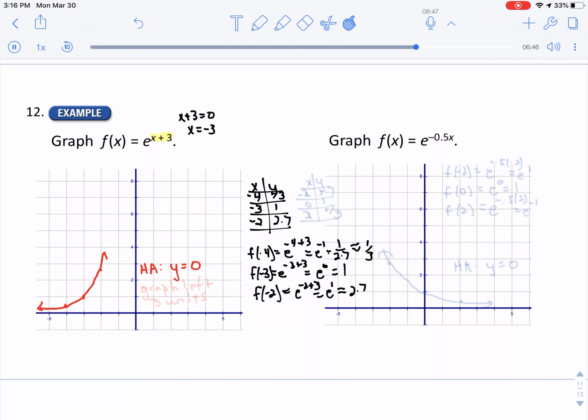Also notice what this did to it. Adding that 3 to the exponent, that plus 3, shifted the graph left 3 units. Also, we've seen that before, right? The positive 3 added to the x shifted that graph left 3 units. So it's the exact same graph, it just got shifted left 3 units. All right, let's go look at the second one here.